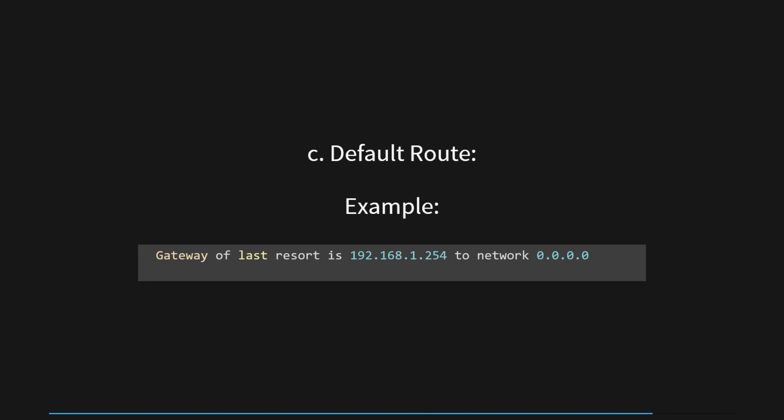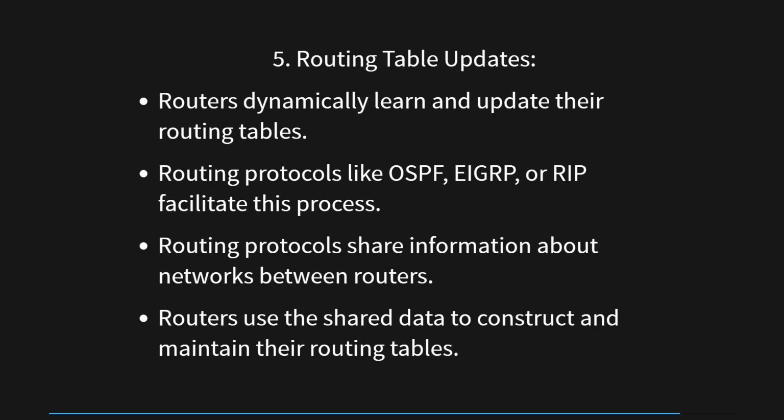An example of a default route entry would be, this means that any packet not matching any other routes in the table will be forwarded to the next hop router with the IP address 192.168.1.254, which is responsible for handling packets with unknown destinations. Routers dynamically learn and update their routing tables through routing protocols like OSPF, EIGRP, or RIP. These protocols share information about networks, and routers use this data to build their routing tables.